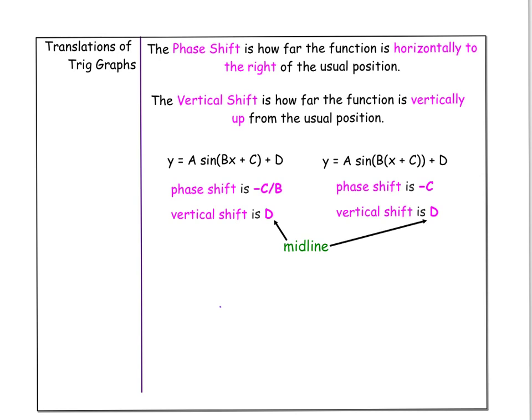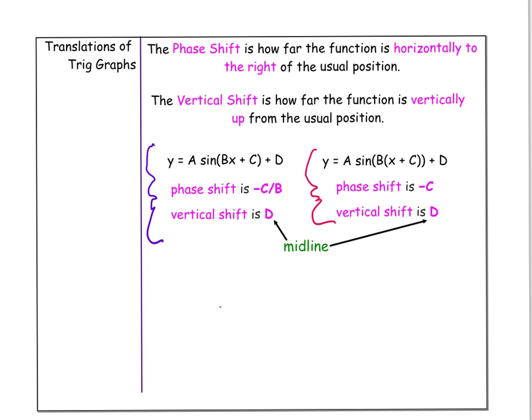So here we go. There are two different forms of the equation. If we have this form of the equation, which says y equals a times sine of bx plus c plus d, my phase shift is negative c divided by b. If it is this equation, where y equals a sine of b times (x plus c) plus d, then my phase shift is negative c and my vertical shift is d.